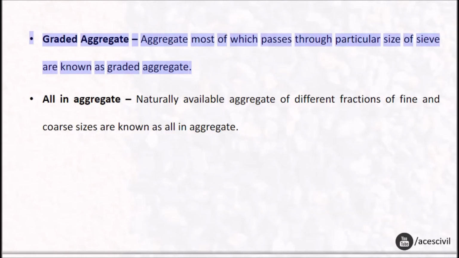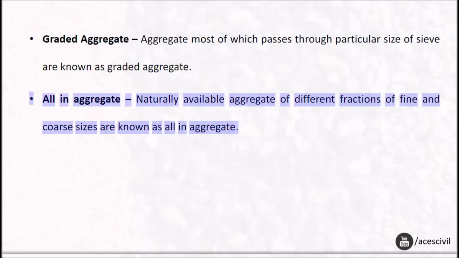Graded aggregate, most of which passes through a particular size of sieve, is known as graded aggregate. All-in aggregate: naturally available aggregate of different fractions of fine and coarse sizes is known as all-in aggregate.